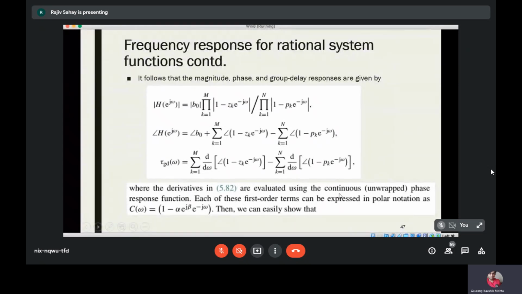These first order terms can be expressed in polar notation like this, because z k is a complex number. So you can write z k times e to the power j omega minus z k as alpha times e to the power j beta. Then p k can be written like that. If you generalize and think that z k and p k can be complex, then you can write it like this.